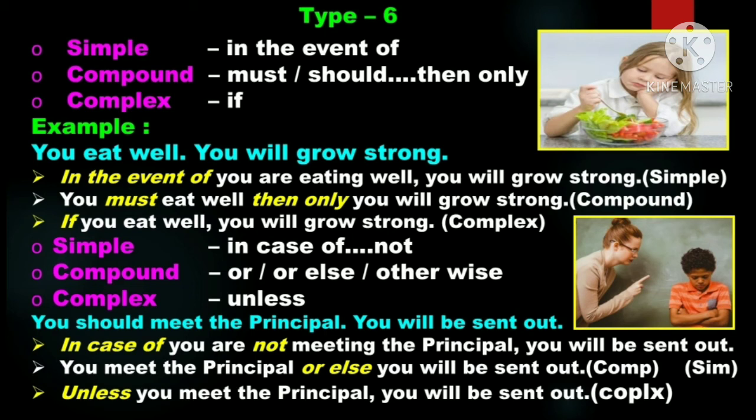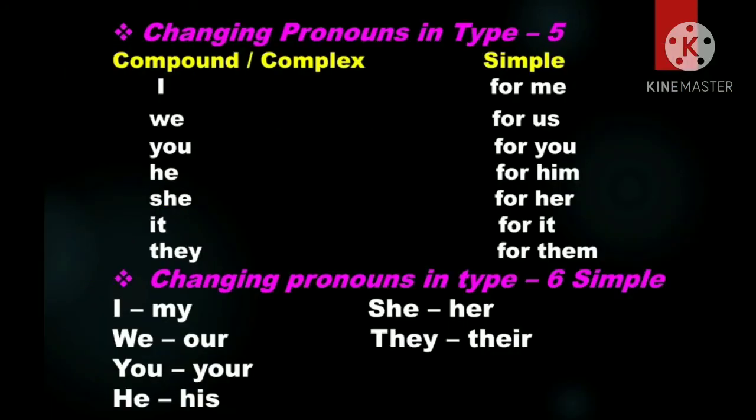When we change this sentence into compound, then we should use "as you meet the principal" or "else" or "otherwise, you will be sent out." When we change this sentence into complex, then we should use it as "unless you meet the principal, you will be sent out." Got it? Yes. This is the important note that we should remember.